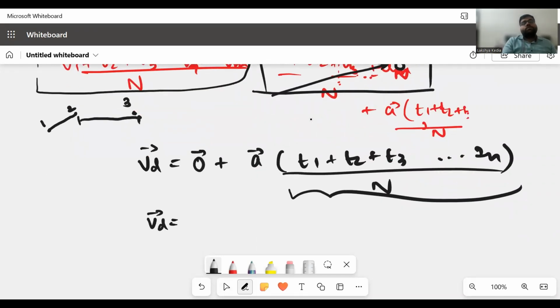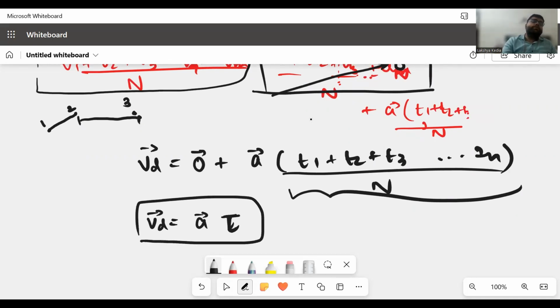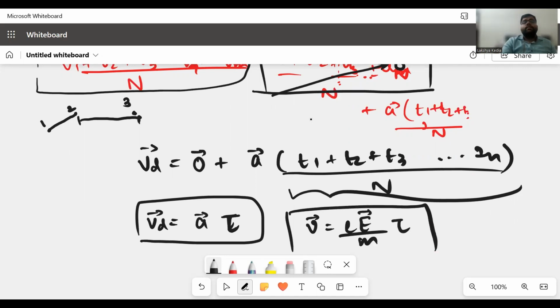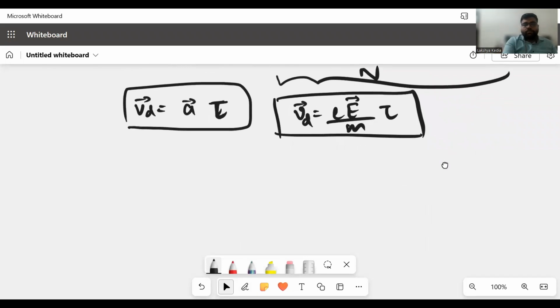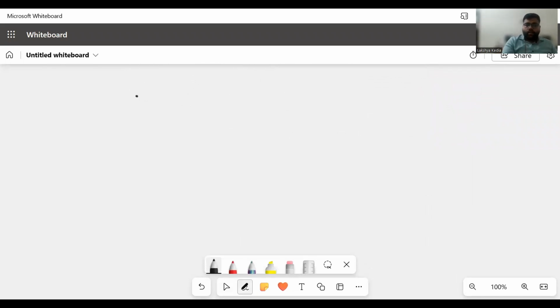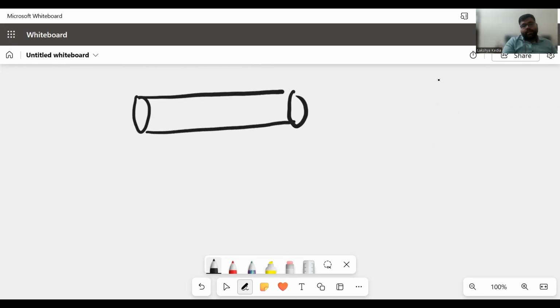So this comes out to be T. Generally, it is referred to by tau. So we get a formula for drift velocity, and we have calculated the acceleration. The value of acceleration is E by m, into tau. So this is our drift velocity. Okay, so let's move on and derive a formula or establish a relationship between current and the drift velocity.